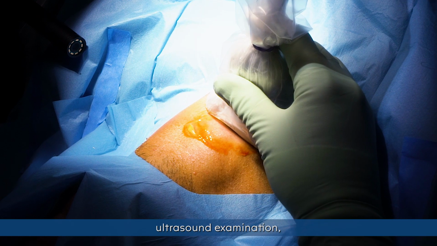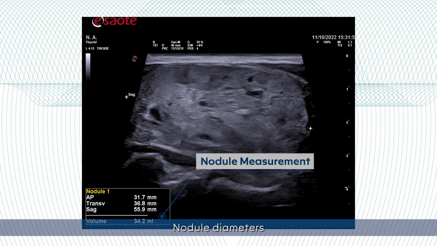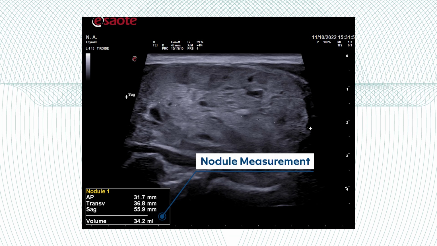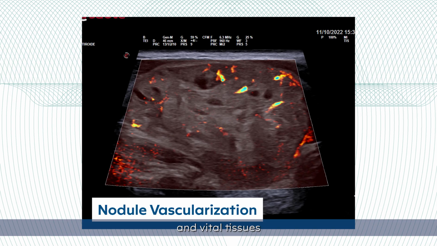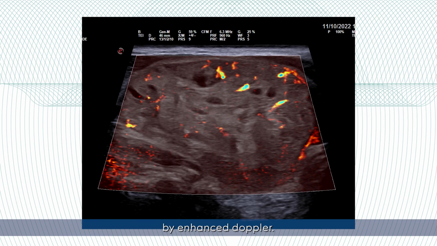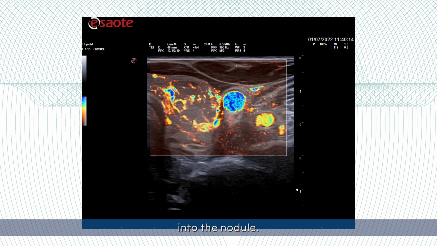In the preliminary ultrasound examination, thyroid is assessed. Nodule diameters and volume are measured. The volume is about 34 mL. Vascularity and vital tissues are scanned by enhanced Doppler. There is blood flow into the nodule.